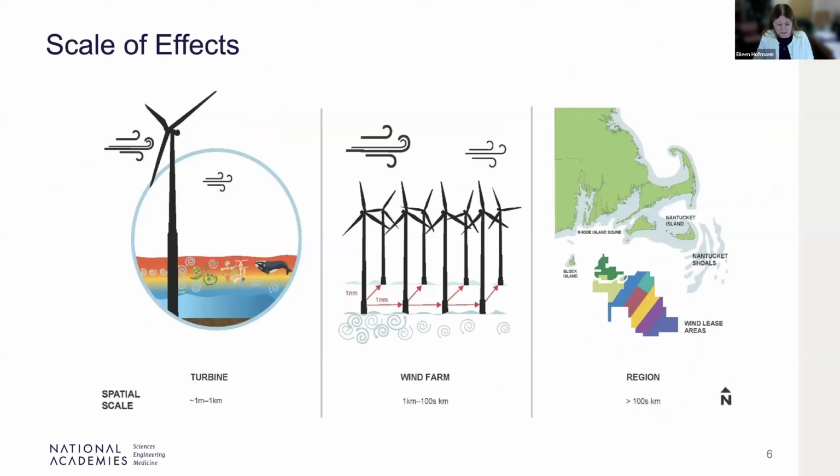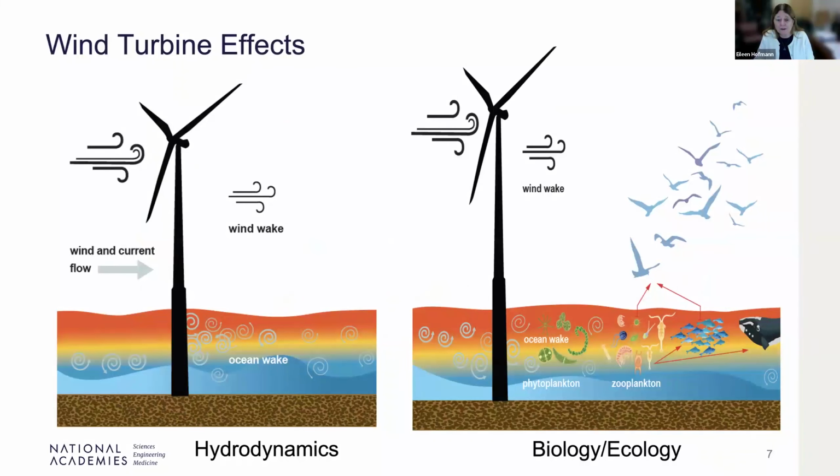So how was the assessment done? Well, the committee framed its assessment around the 3 scales that are shown on this slide that represent effects at the wind turbine scale, the wind farm scale, and the regional scale. And the spatial range included in each of the scales is shown at the bottom of each of the figures here. All right, so what type of effects were considered for the hydrodynamics?